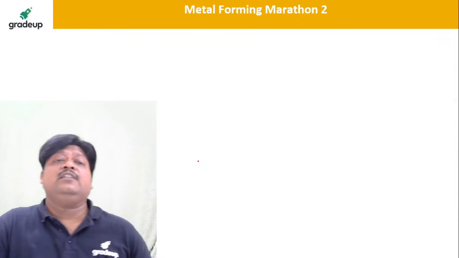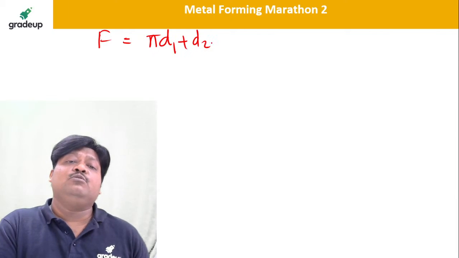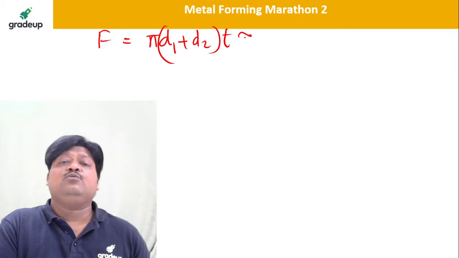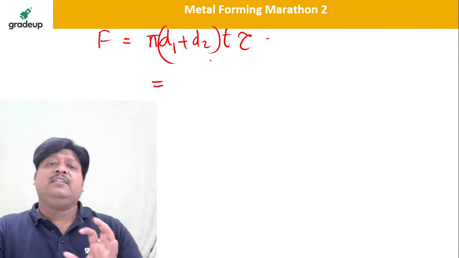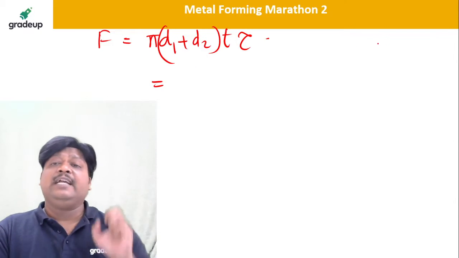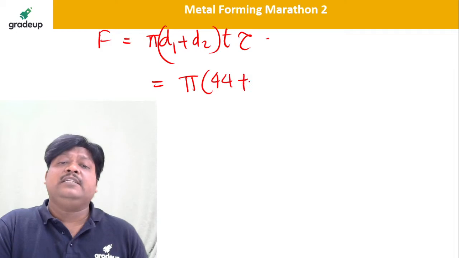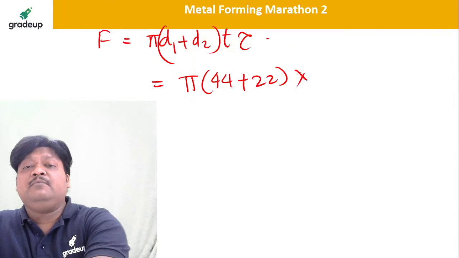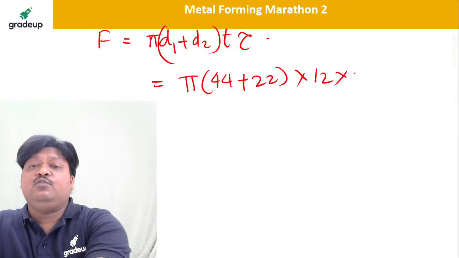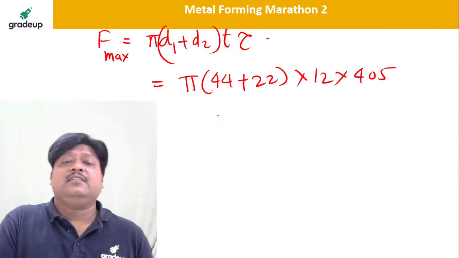So how to calculate the load? The load or force will be pi (d1 plus d2) into t into tau. Pi d t tau, yes, we know that. The outer diameter and inside diameter we have to add because they are made at a time. So pi into (d outer 44 plus d inner 22) into thickness 12 mm into shear strength 405. This is the force F max in the punching or blanking.